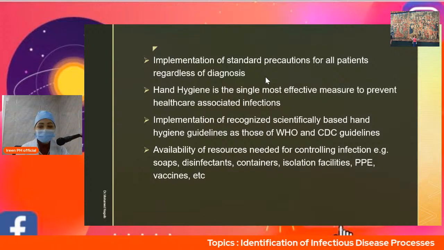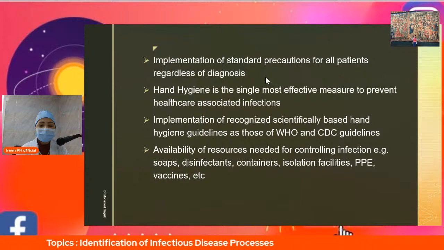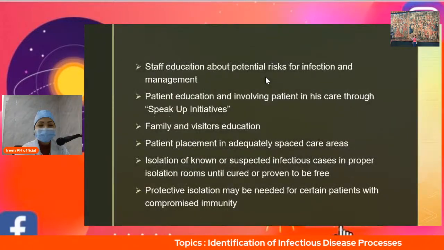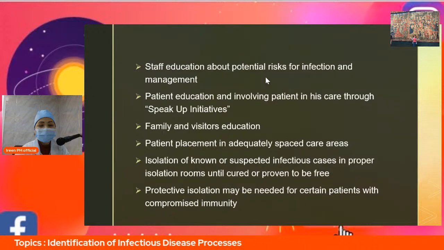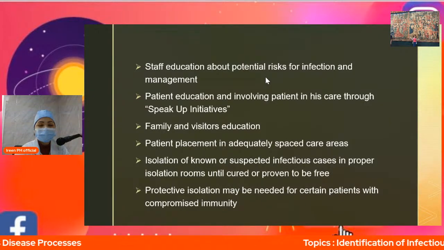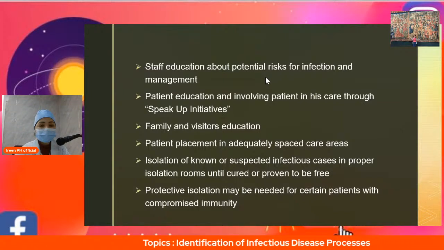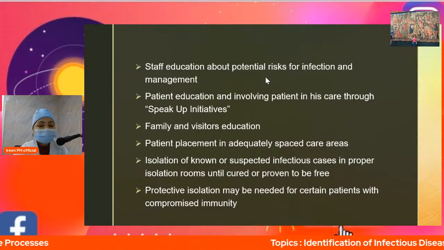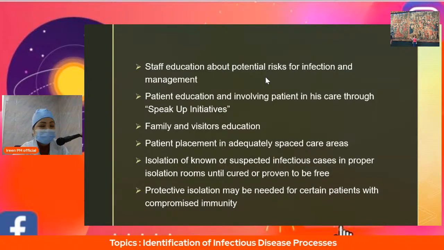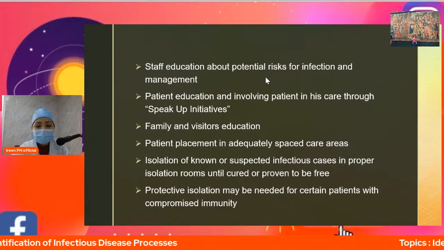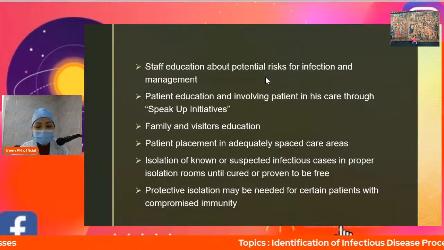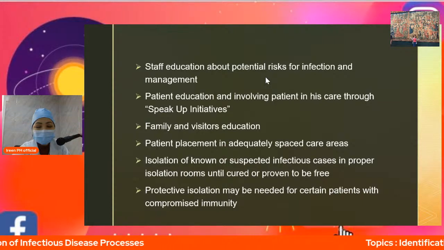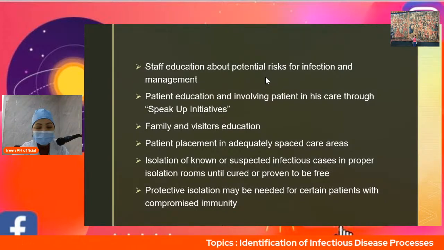Availability of resources needed for controlling infection: soaps, disinfectants, containers, isolation facilities, PPE, vaccines, etc. Staff education about potential risks for infection and management. Patient education, involving the patient in his care through Speak Up initiatives. Family and visitor education. Patient placement in adequately spaced care areas. Isolation of known or suspected infectious cases in proper isolation rooms until cured or proven to be free. Protective isolation may be needed for certain patients with compromised immunity.